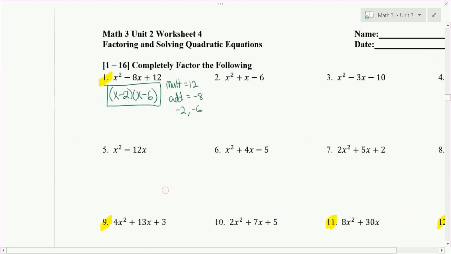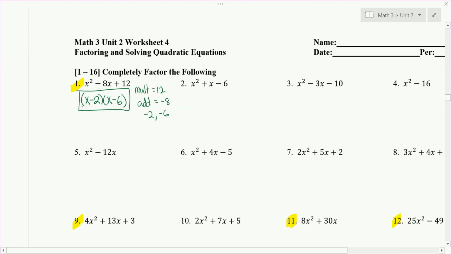Why is that the answer? Why does that work? If you multiply this out, distribute it, we get x times x, which would be x squared, x times -6, -6x, -2 times x, -2 times -6, and so you see the -2 and -6 are going to add up to -8x, and they multiplied to positive 12. So we were looking for those two numbers so that this product would work out.